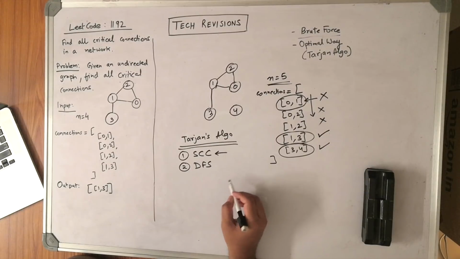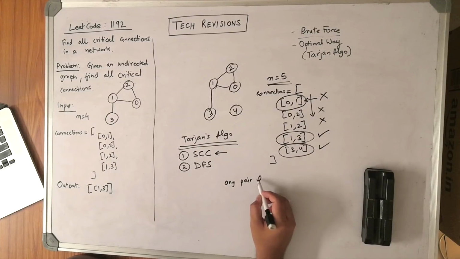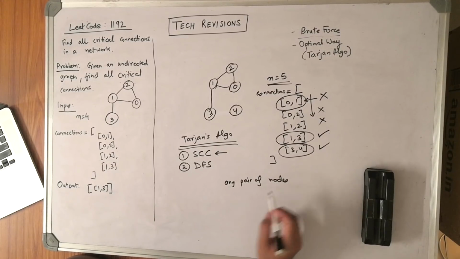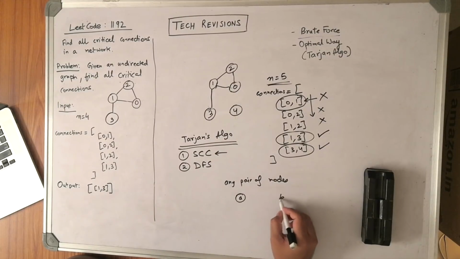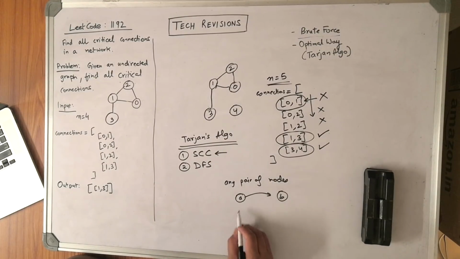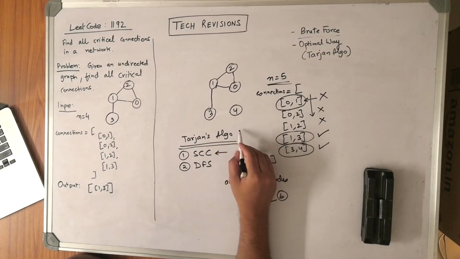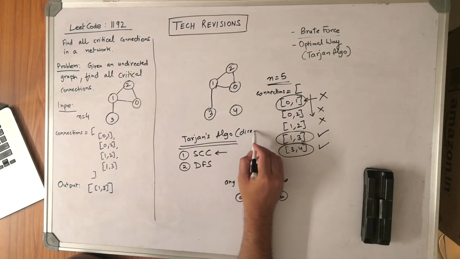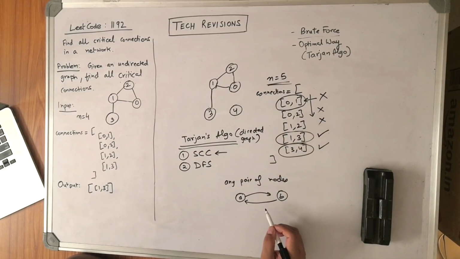Whenever in a graph you pick any pair of nodes, say A and B, and you can reach from A to B and you can also reach from B to A. And why I'm talking about A to B and B to A is because Tarjan's algorithm works for directed graphs as well. So it works for directed as well as undirected graphs.